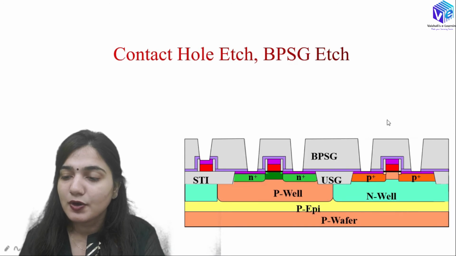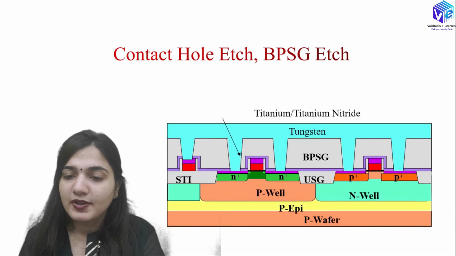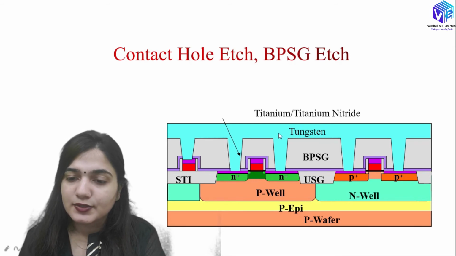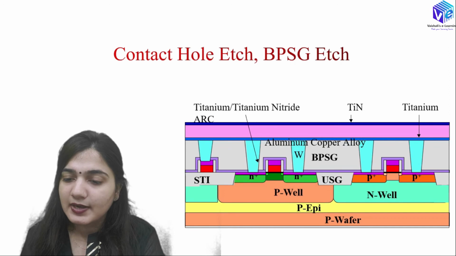Wherever I want the contact with the N type source and drain or P type source and drain, I will be making the contact hole etching. So after that we are going to fill it with the titanium and tungsten. So first of all we are going to have the etching, and then we are having filling of this surface with the tungsten, and after that we will be having the contact hole etch and the BPSG etching.